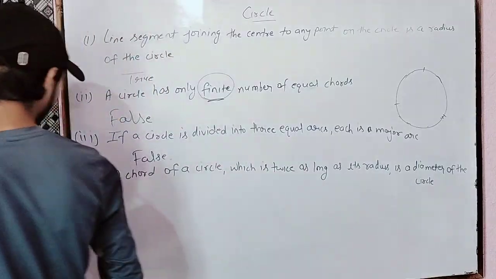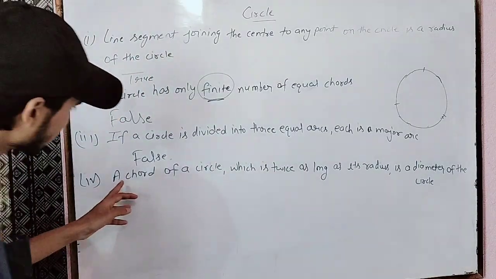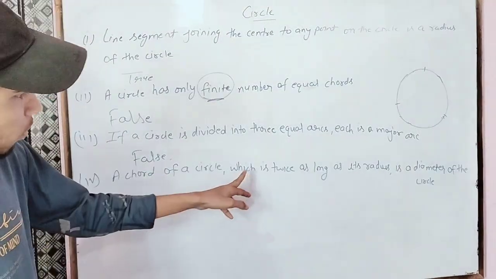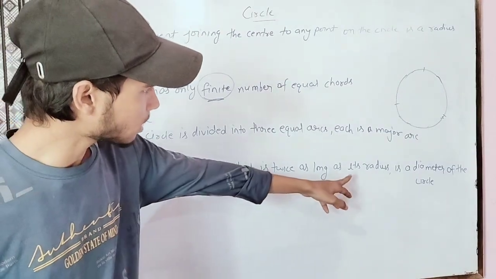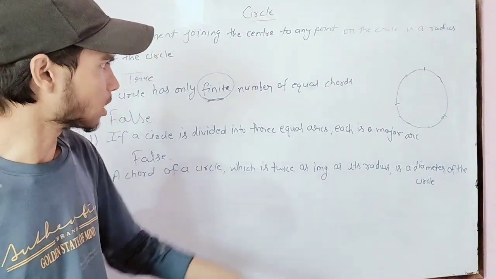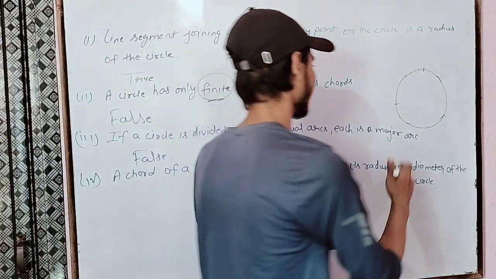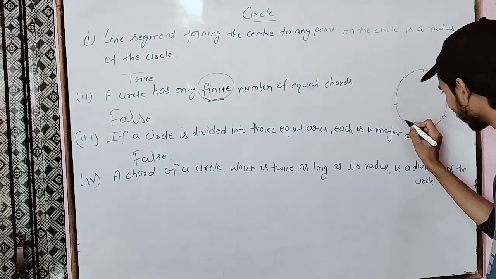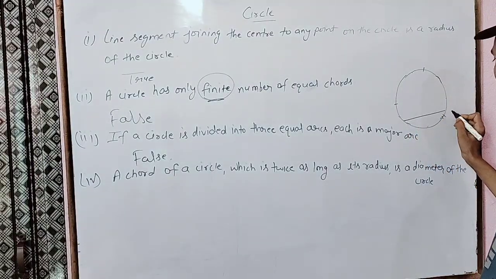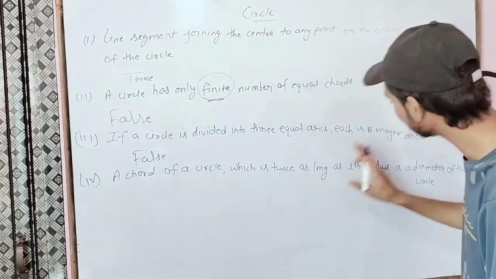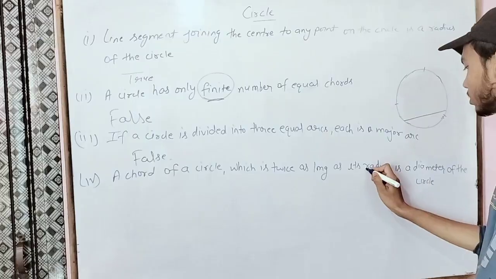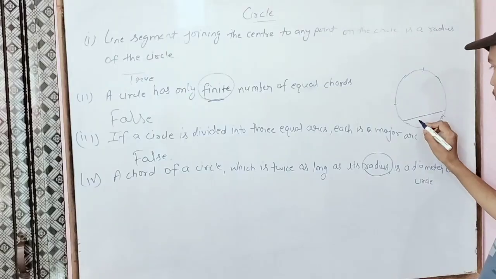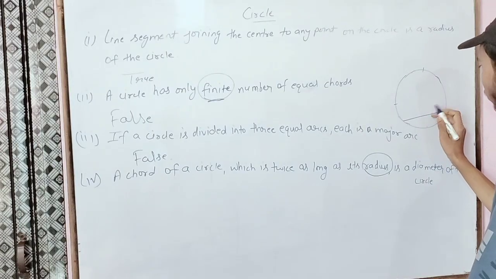Now this is a statement. The statement says there is a chord of a circle which is twice as long as its radius. Let's say this is a chord. Now this chord is twice the radius. You can say there is not a two radius.